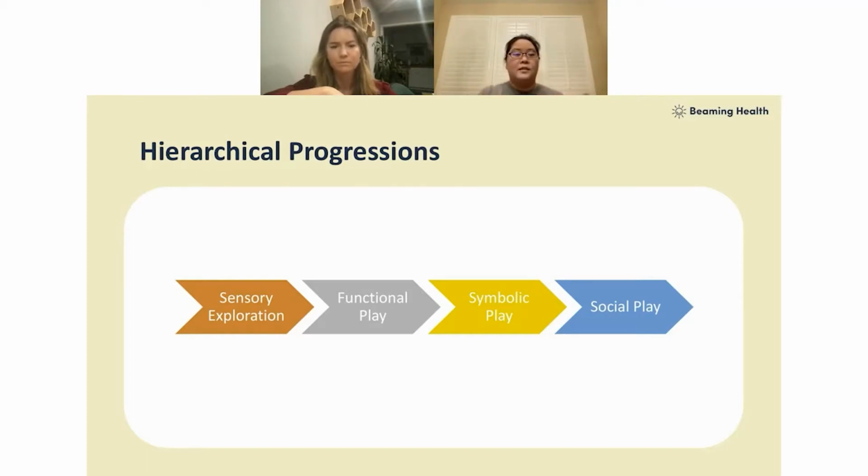But as you can see, sometimes an individual can get stuck in one of those stages and doesn't move on to get to that top of where this should be leading.